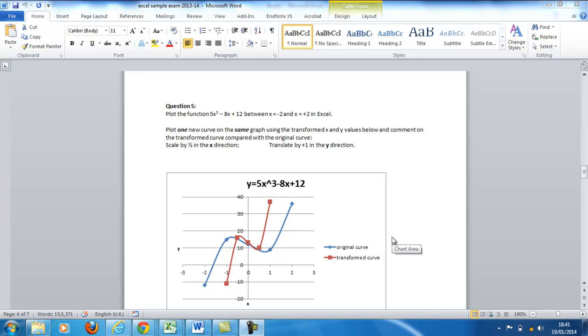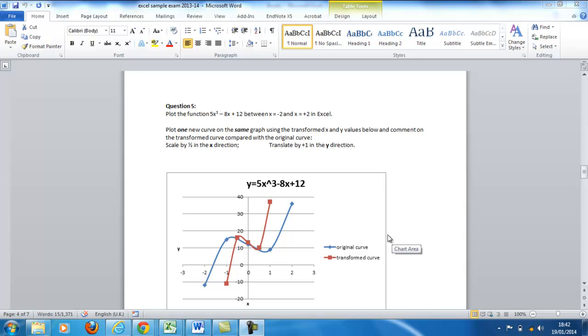Right. Question 5, we're asked to plot the function 5x cubed minus 8x plus 12 between x equals minus 2 and x equals plus 2. We're also asked to plot another curve on the same graph using the transformed x and y values. So basically we transform that original graph by scaling it by half in the x direction and translating by plus 1 in the y direction.